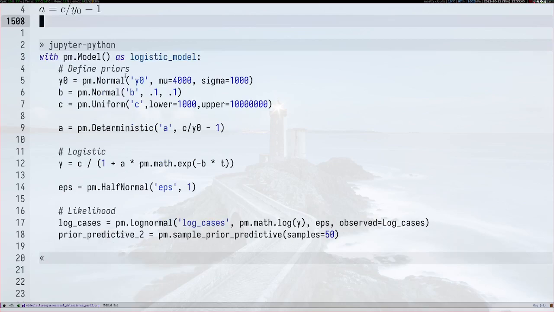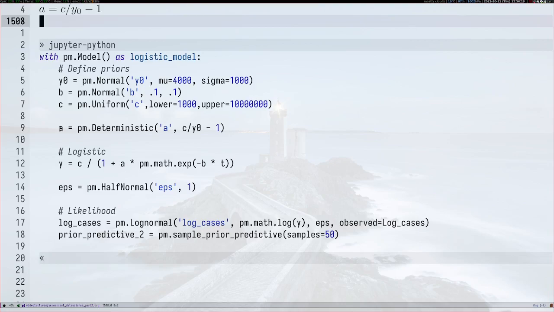Now, of course, an important parameter in the model is a, but it's hard to find the prior for a. But now what we can say is that a is basically c divided by y0 minus 1. So we have this term here, pm.Deterministic, which is similar to pm.Normal, except that it says that there is no added uncertainty here. The pm.Normal basically says that around the mu of 4,000 and the sigma of 1,000, I draw elements to get y0. That's not the case here. I'm not drawing elements.